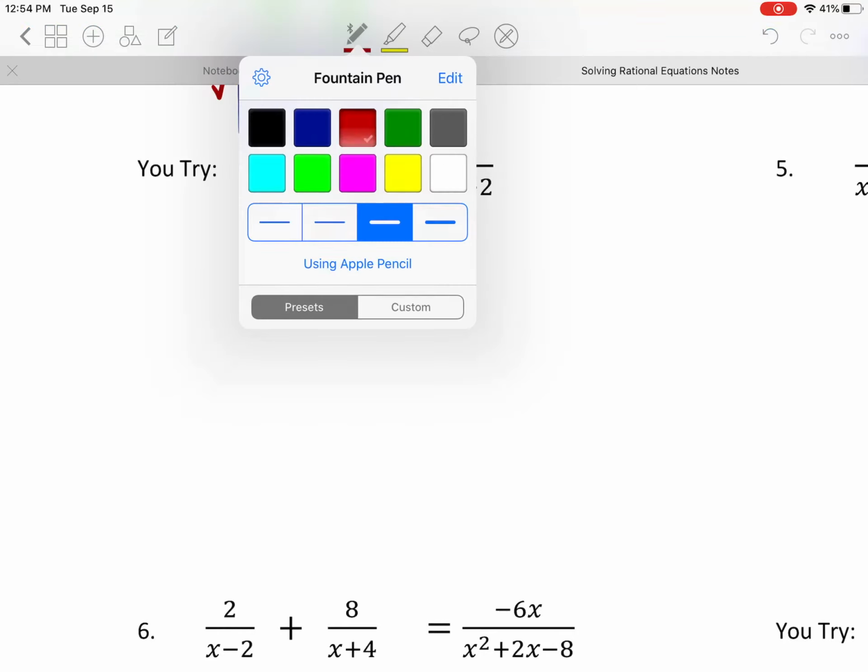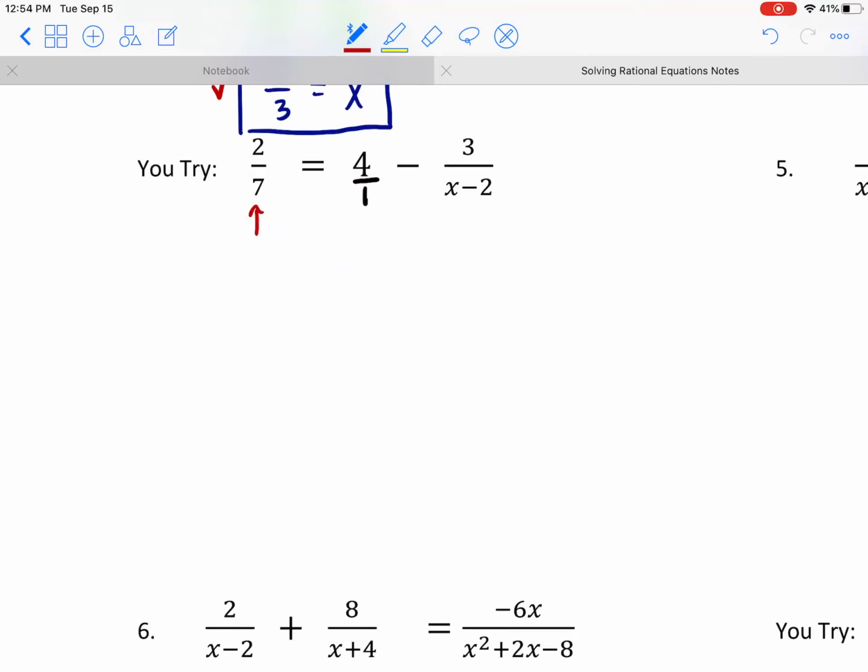What's restricted in this equation? No restriction here, no restriction here, because those two don't have any variables. All we have is a positive 2 as a restriction in the third fraction. So up front, I know x cannot equal 2. And to solve this, I'm going to get all these denominators to be the same.